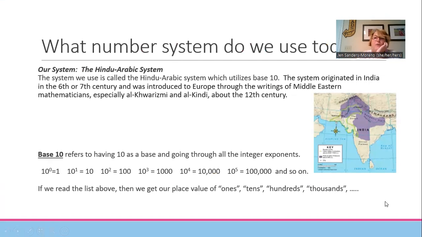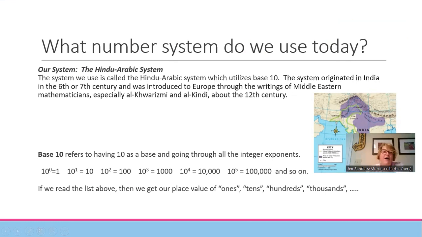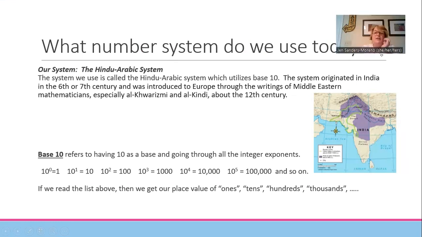All right, what number system do we use today? Our system today is called the Hindu-Arabic system. The system was created in India, and it started to migrate towards the Arab world, and it became really popular starting in the 6th and 7th century and continued into the 12th century. So we give dual credit to Hindu, India, and Arabic regions.